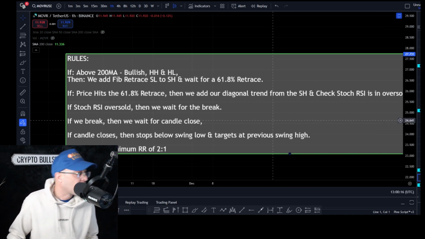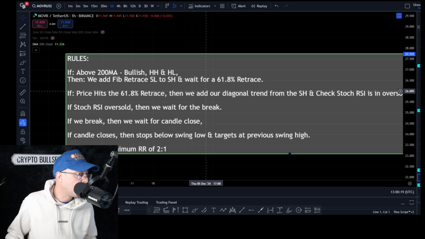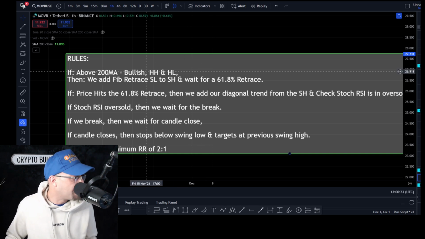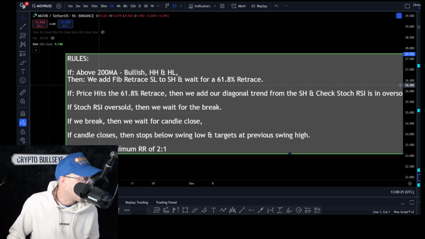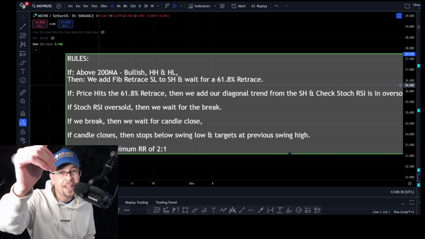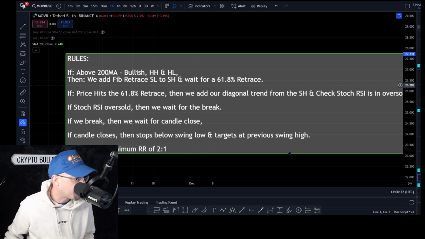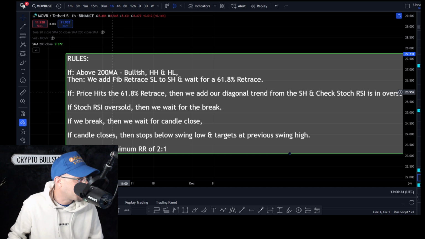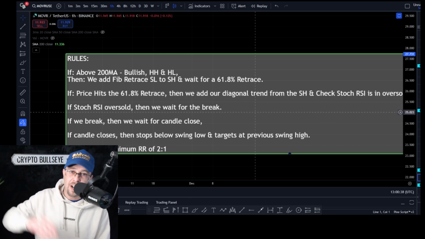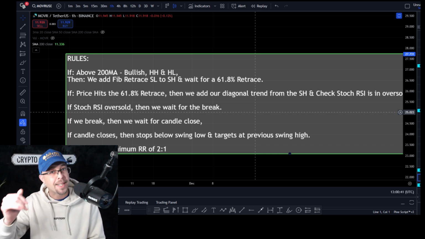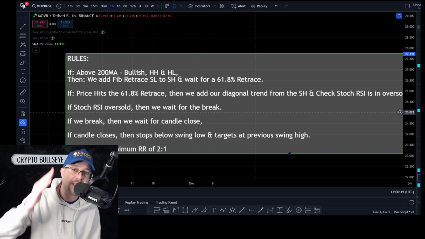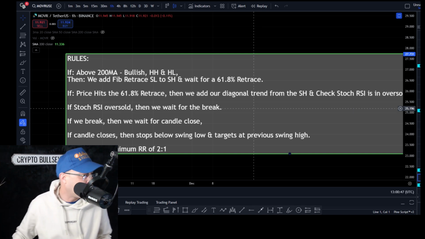Right, okay, so if above the 200 moving average, we're bullish, we're putting in higher highs and higher lows. Then we add a Fibonacci retracement from the previous swing low to the swing high, and then we're waiting for a pullback retracement to the 618. So if the price hits the 618, then we add our diagonal trend line. So we've got the diagonal trend line putting in higher highs and higher lows. But as we're pulling back to the 618, we put in our trend line, and that's where we're looking for a break. So we're putting in the second diagonal and waiting for the pullback and waiting for the break.